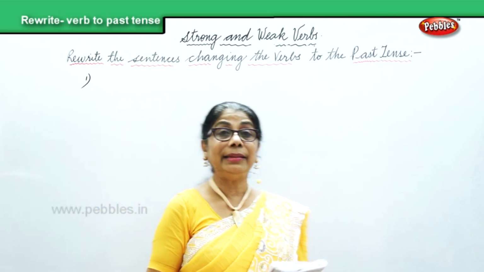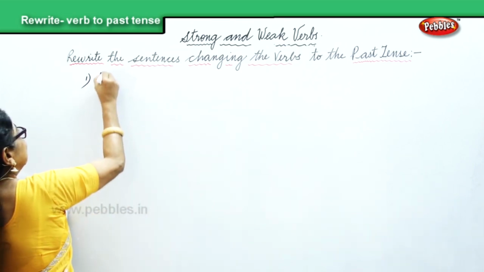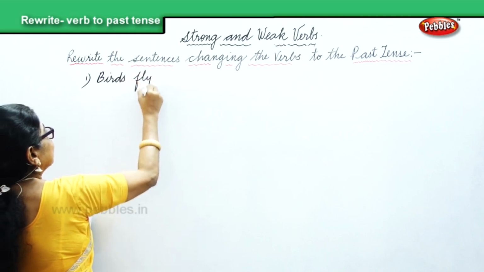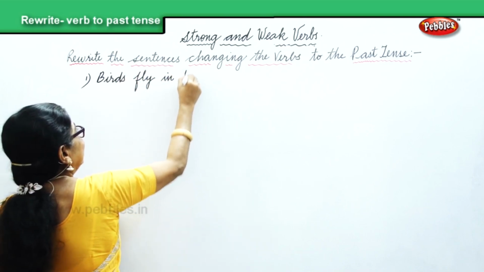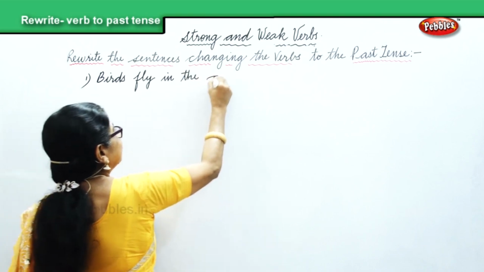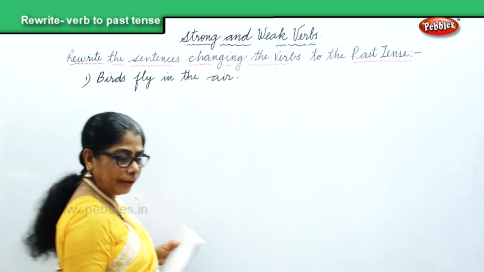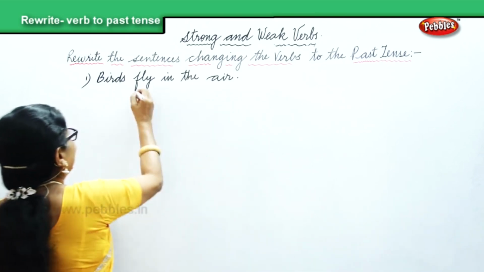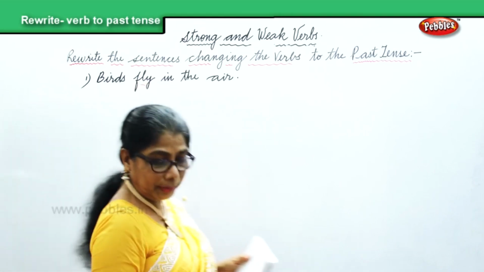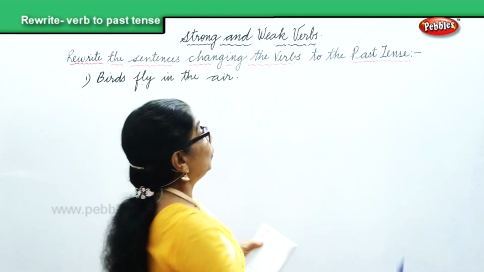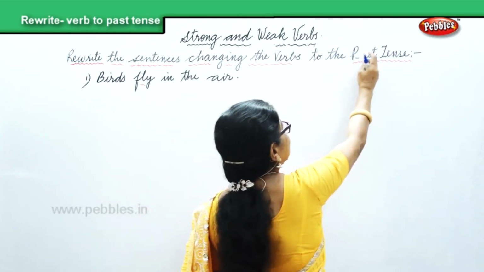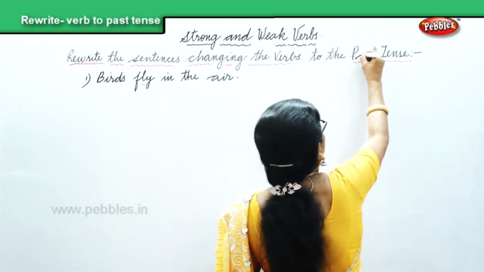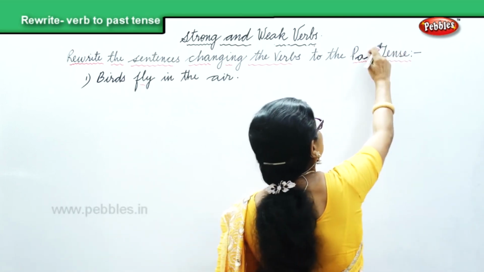Birds fly in the air. Now, first, we need to identify the verb. Which is the verb? Fly. Okay, you got the word fly here. Now, it is said we have to put it into the past tense. So now we have to change the fly into the past tense.